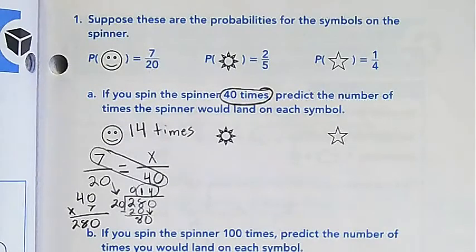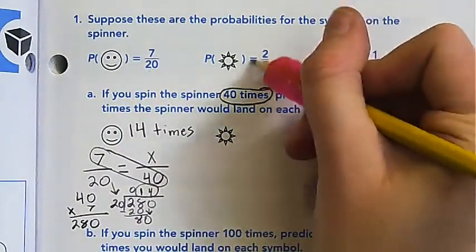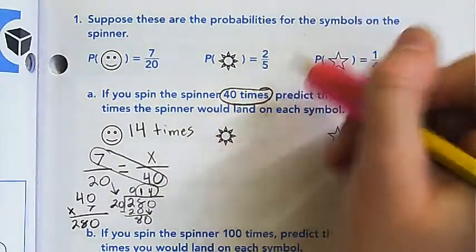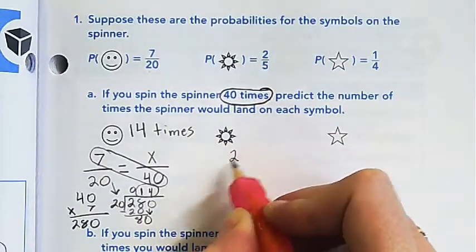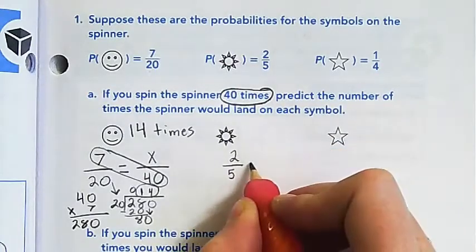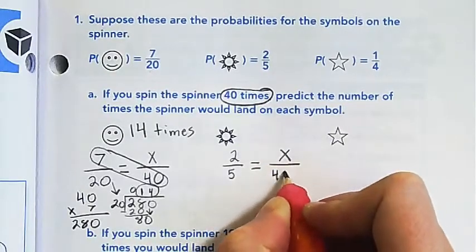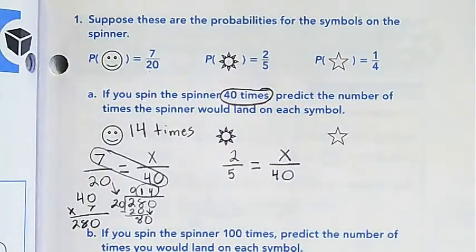When we do the sun, we're going to be doing these same things, setting up the proportion. The only difference is now we're going to be using this probability, 2/5. The probability of landing on sun was 2/5. Set up the proportion. Again, it's x over 40 because we're making the prediction for the number of times the spinner will land on 40.